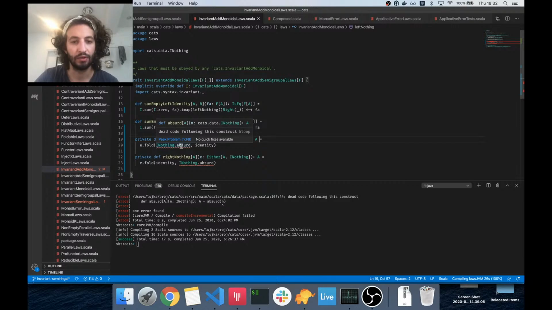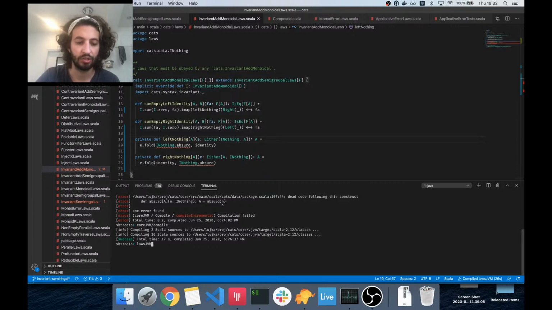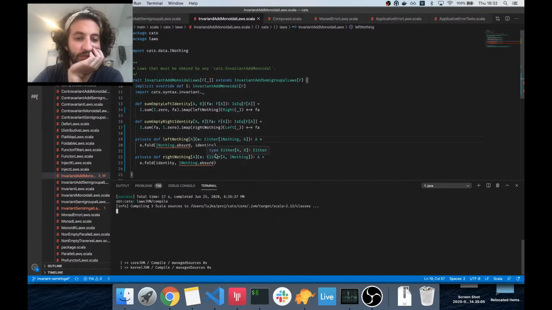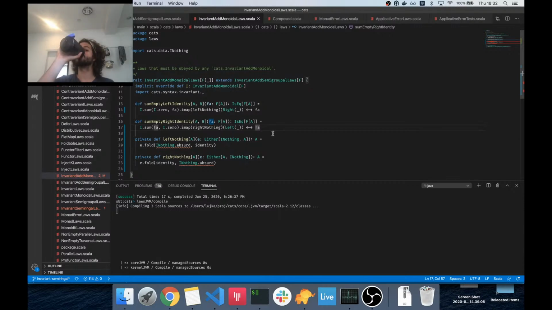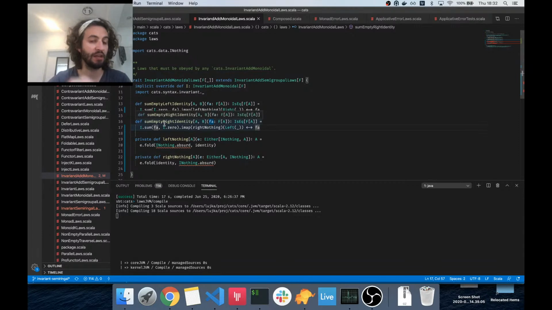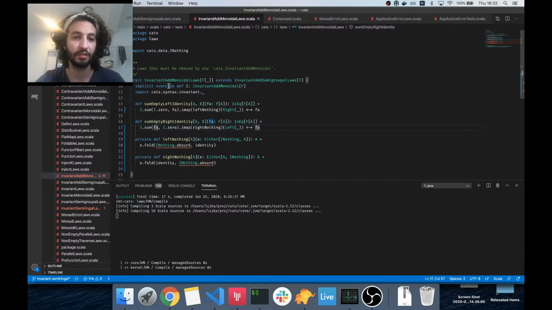Dead code following this construct. Well, that's annoying. I wonder if we can somehow make that shut up. I guess that's why we had the seal trade in the first place, because of issues like this. Right, but basically, these are the left and right identity laws that we have for any kind of monoid, and this add monoidal is just another form of that monoid.